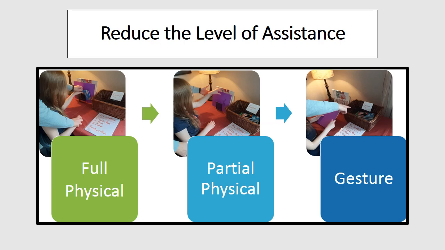Partial physical assistance occurs when you guide rather than take control. So instead of placing your hand on your child's hand and directing it towards the activity basket, for example, you might guide their hand by gently pushing their wrist towards the basket. Gestural assistance is just what it sounds like, using gestures such as pointing to indicate what your child should do. Going back to the example of taking materials from the basket, you would simply point to the basket to encourage your child to take the needed materials.